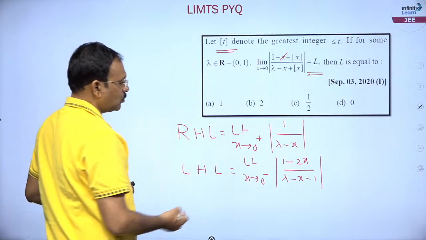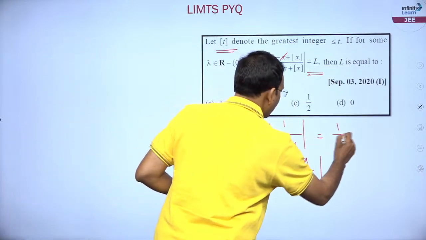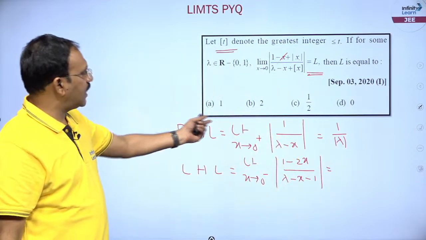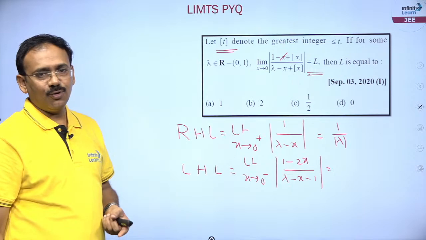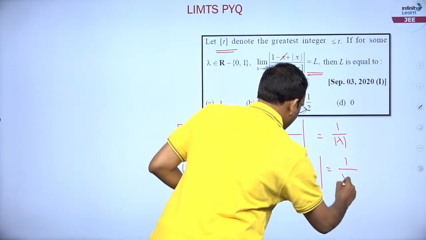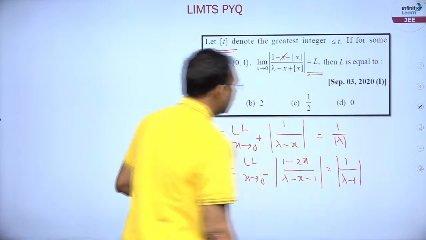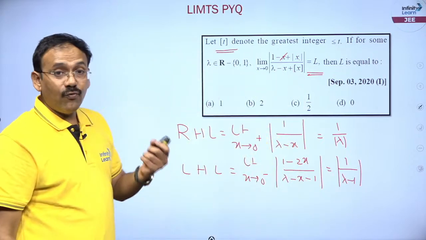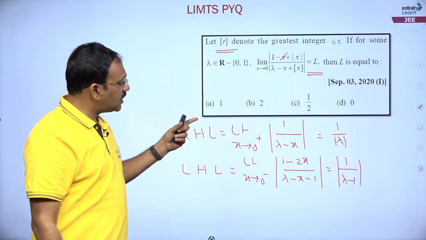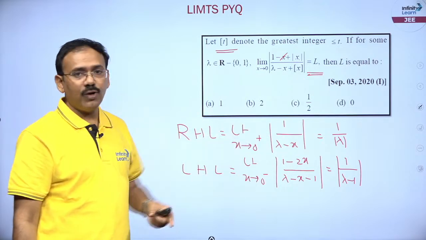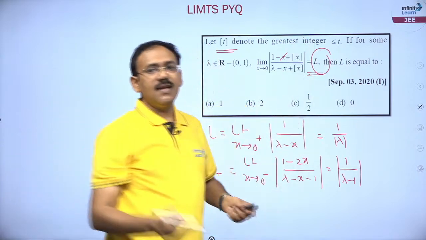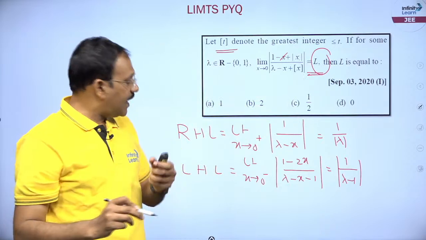As x tends to 0, this goes to 1 by lambda, I can say, and you see in all the options lambda is either positive or 0, nowhere negative. Fine, this is going to be 1 by lambda minus 1 with modulus. You just see for which option these two are going to be equal, because the limit already exists. He said the limit is L, existed.